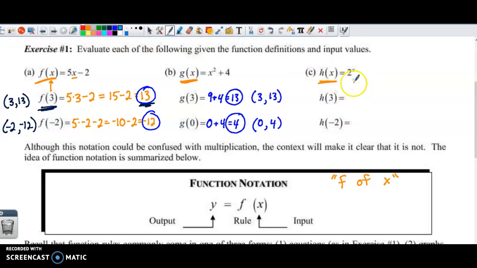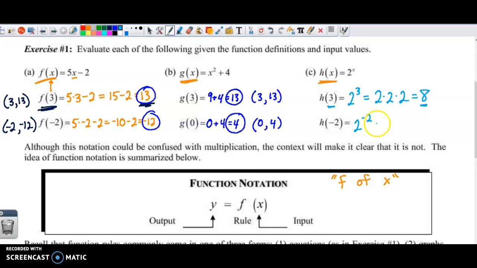Change colors one more time. Just a reminder that exponents are repeated multiplication, in case you forgot from Algebra 1. That 2 to the third power means 2 times 2 times 2. And when you evaluate that, you get 8. So when x is 3, the y value is 8. Same thing with the next one.